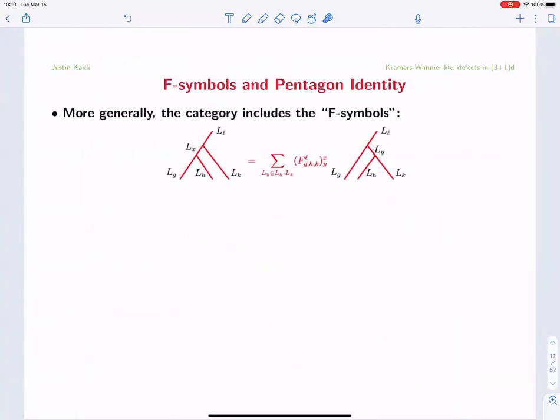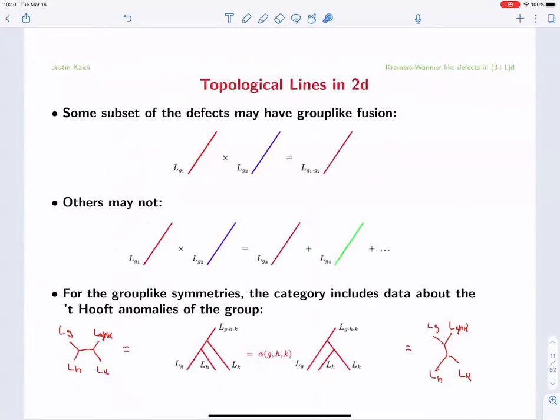Sorry, could I ask a quick question? Could you say a few more words about why this non-associativity is capturing a 't Hooft anomaly, perhaps in terms of background fields?